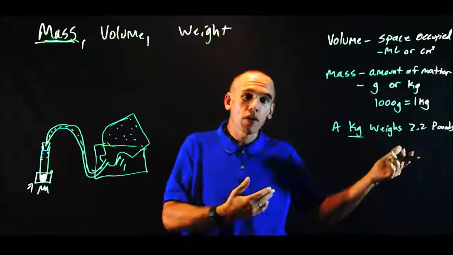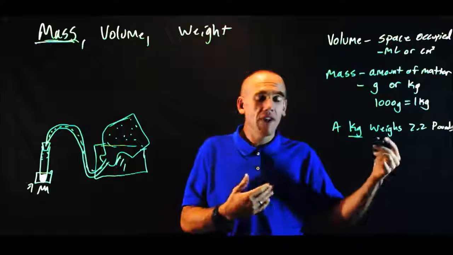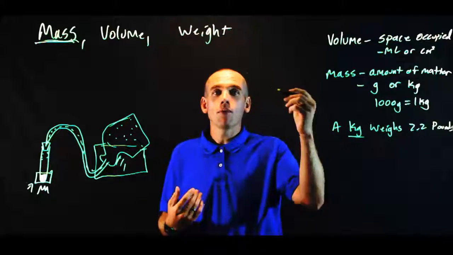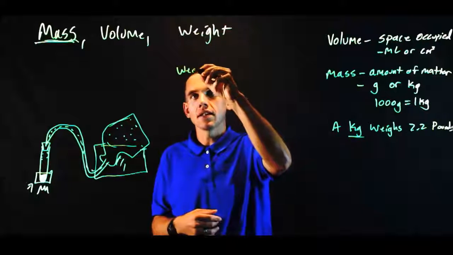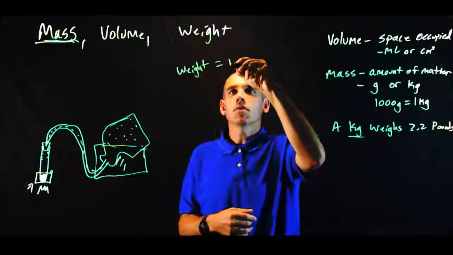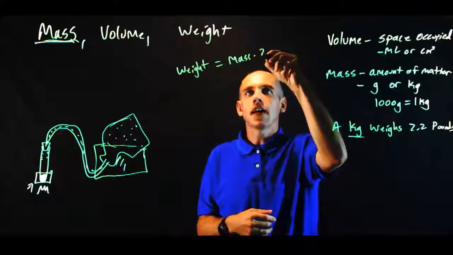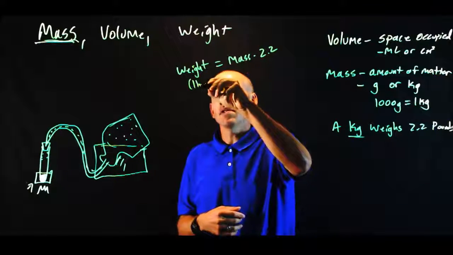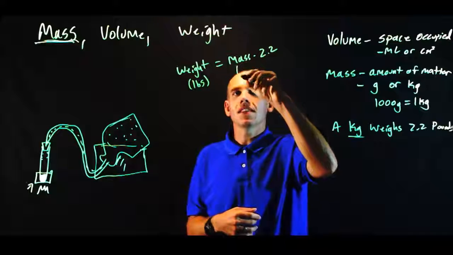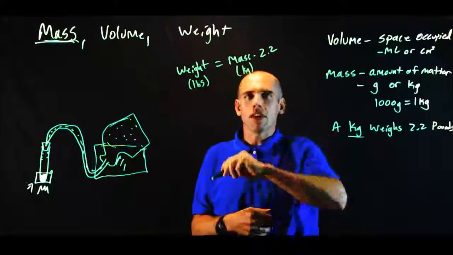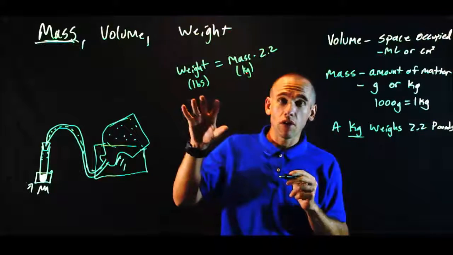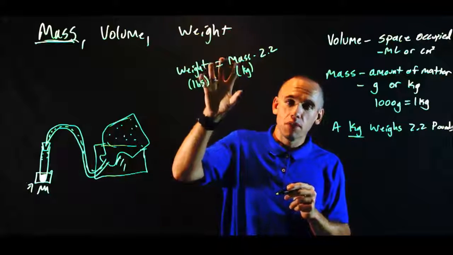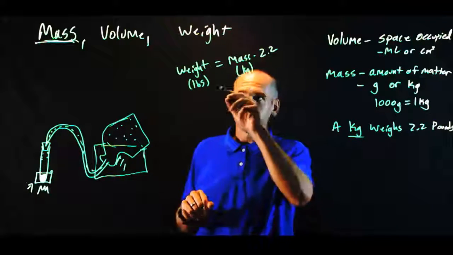But because we're on Earth and the gravity on Earth is constant, if I know something's mass, I can figure out its weight. So if I want, I can say weight is equal to mass times 2.2. Now this is weight in pounds. Pounds gets the abbreviation LBS, and this is mass in kilograms. You can also use this the other way around. If I know weight, I can divide by 2.2 to get mass.